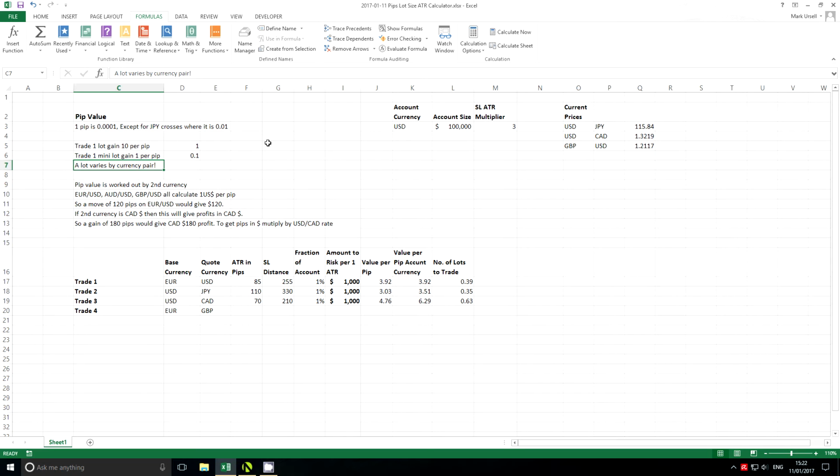Now, most people find setting the lot size for Forex trading complicated compared to other markets, and it is complicated compared to other markets, but it is not that complicated. So I'm going to start from the beginning and explain how we can get to the lot size. Now most people know that one pip is 0.0001, except for Japanese yen crosses, where it is 0.01.